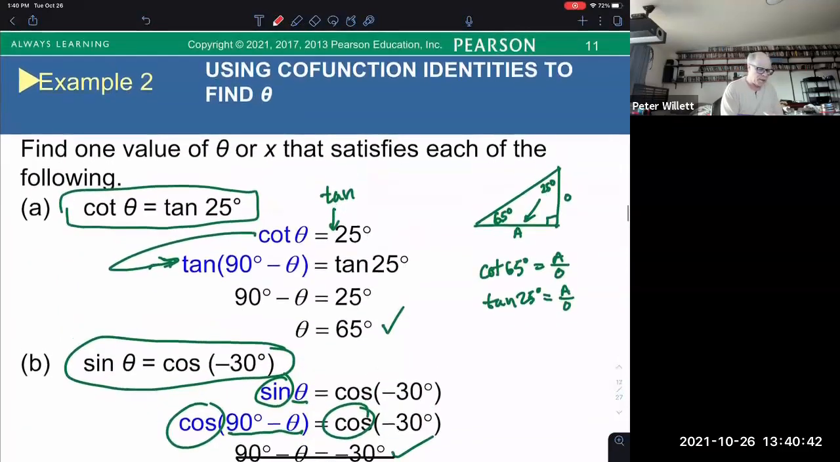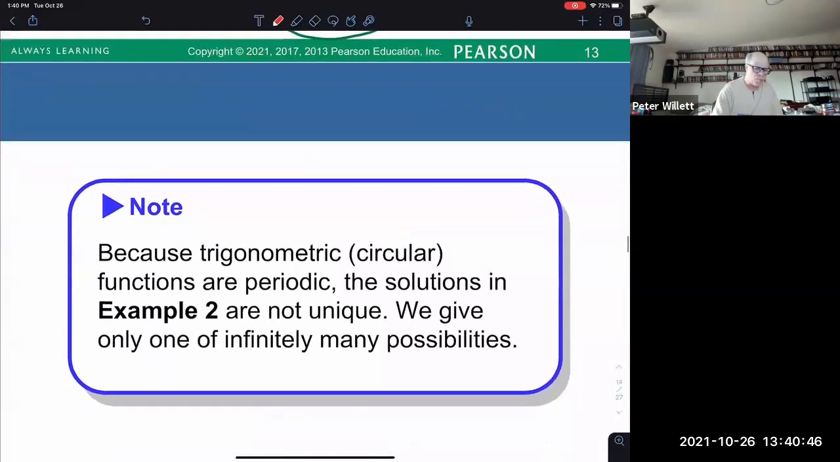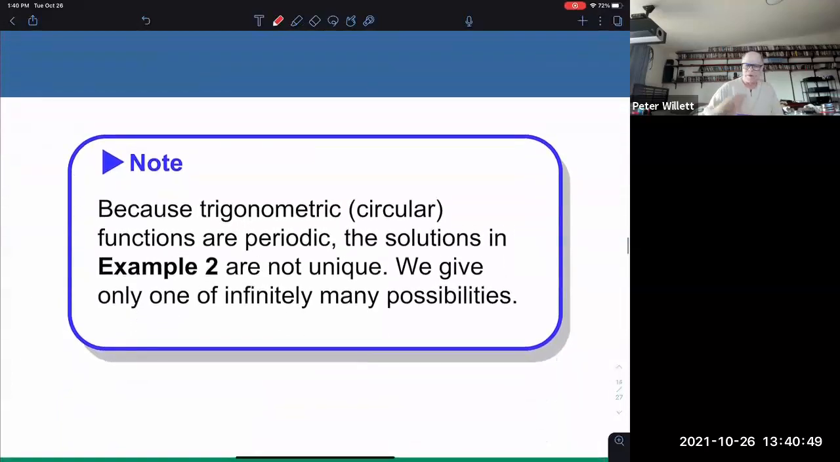And so it's quite possible. So in each of these, they said find one value, and then they give you a note pointing out that, well, of course, this angle might work, but because trig functions give you the same answer over some period when you change the angle, there could be other solutions that work as well.